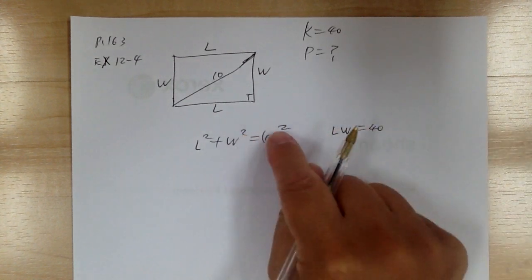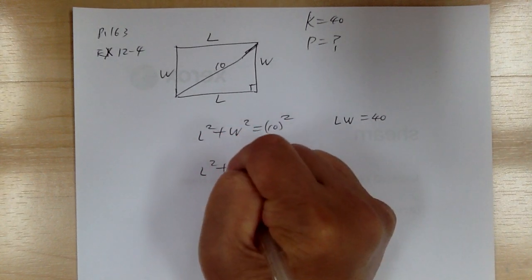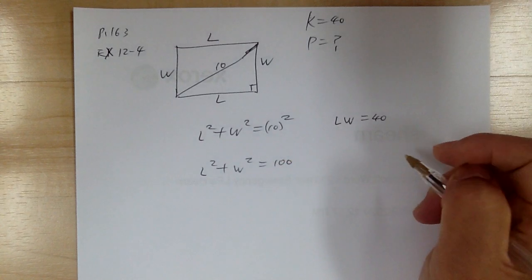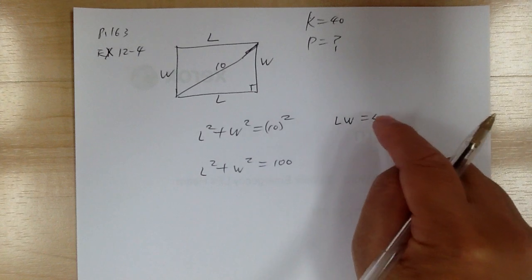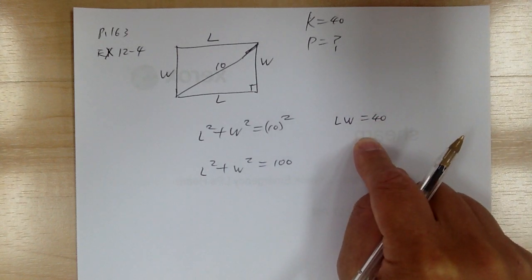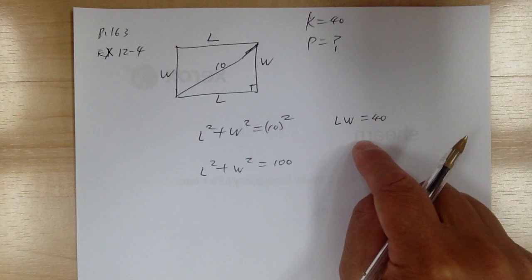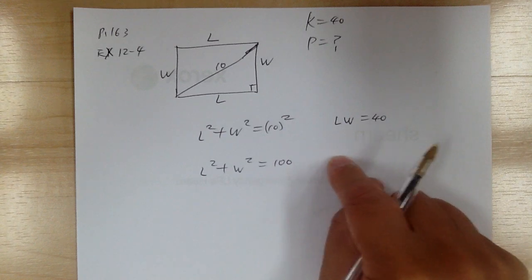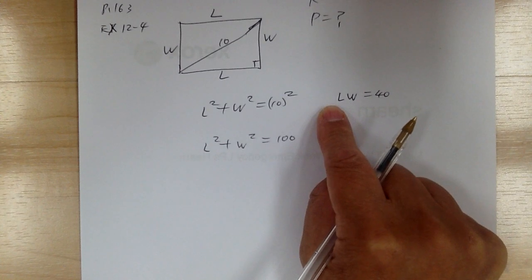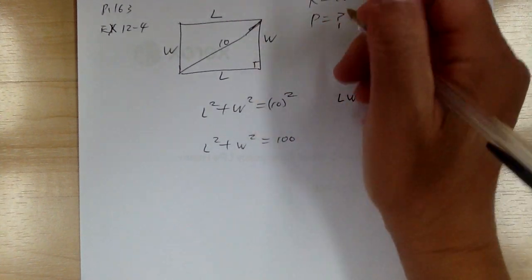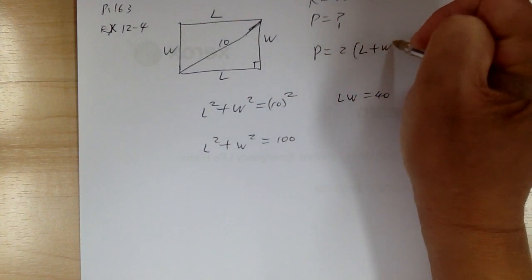Okay, so let's solve this over here. When you work these things out, you get L squared plus W squared equals 100. And so now you can go ahead and solve this. Sometimes it's too messy, so you can solve it, but it's kind of messy. Another way to do this is that you can look for the perimeter directly. So perimeter equals 2 times L plus W, okay?